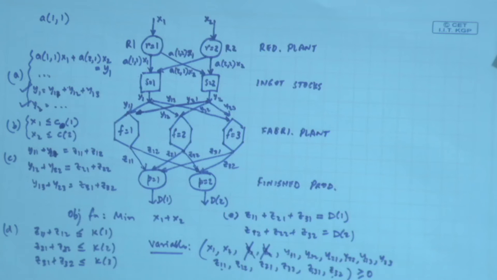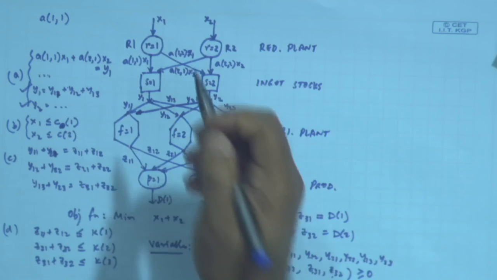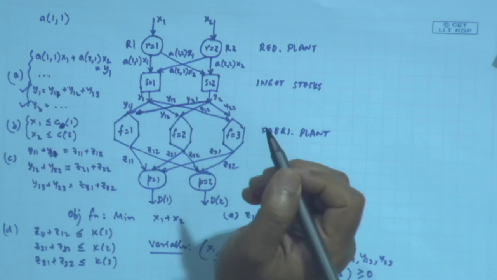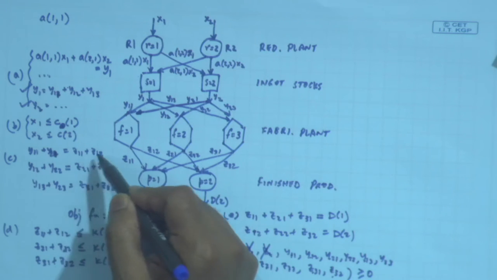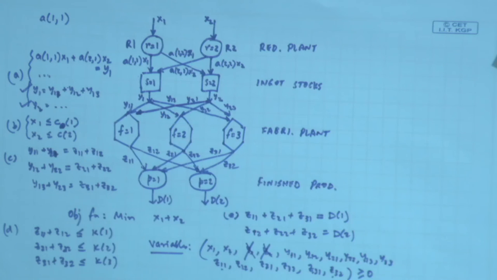Okay, you have to look at the equality constraints, right? So what are the equality constraints? We have y11 plus y21 is z11 plus z12. Like what he said, we can eliminate, let's say, z12. And I can also eliminate z22. So let's cut those out.